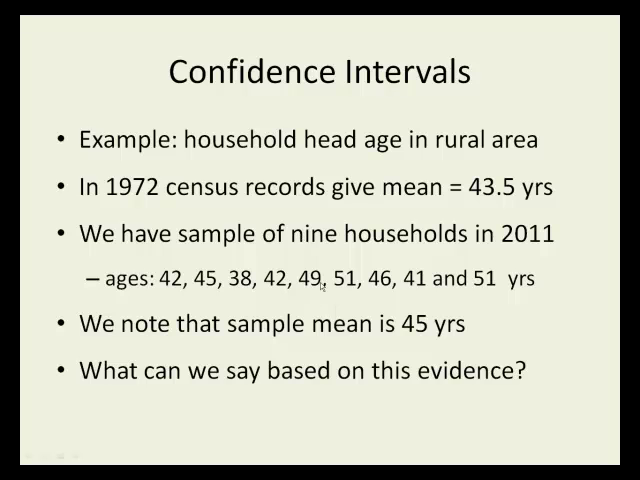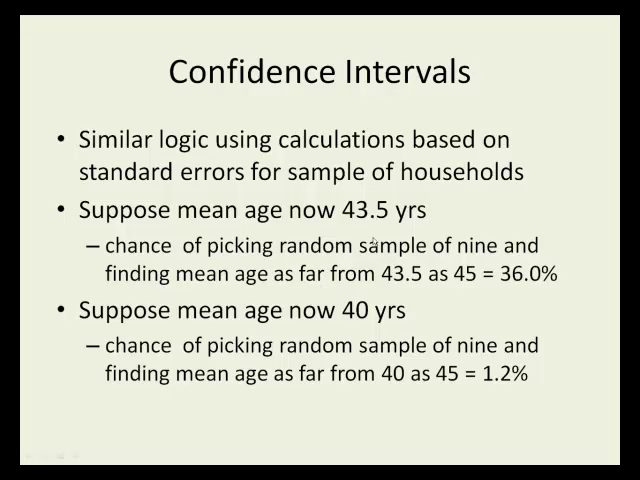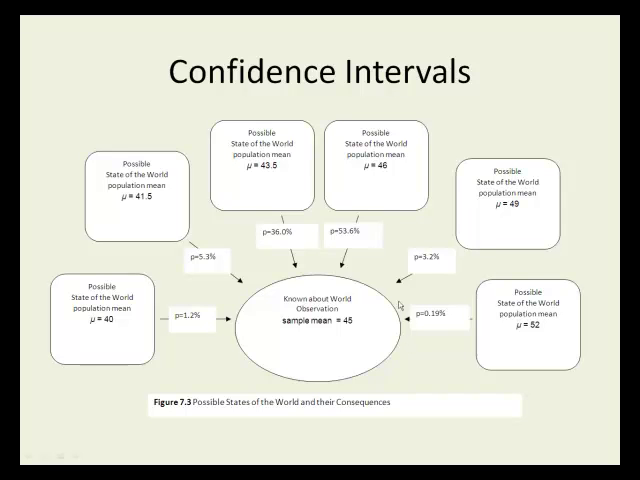We look at what we've got so far. Chance of picking a random sample of 9 and finding a mean age as far away as that, if it stayed at 43.5, is 36%. Suppose the mean age was 40, chance of our sample would then be 1.2%. Now we can keep repeating that process of working out probability from individual values. We get something similar to what we have for the z-scores. We get all the possible states of the world or theories of the world. And for each possible theory about the world, we can work out, if this one's true, what's the probability of our observation?